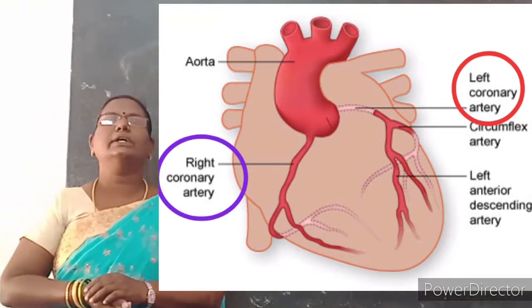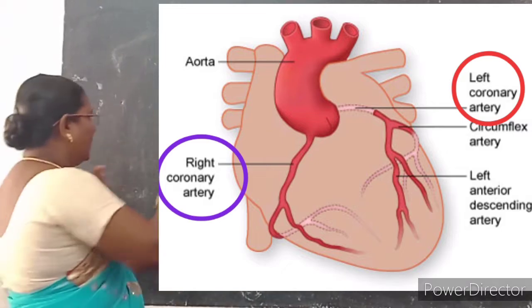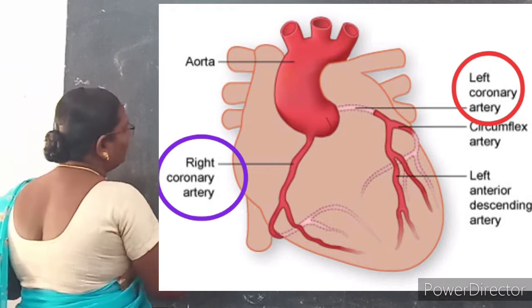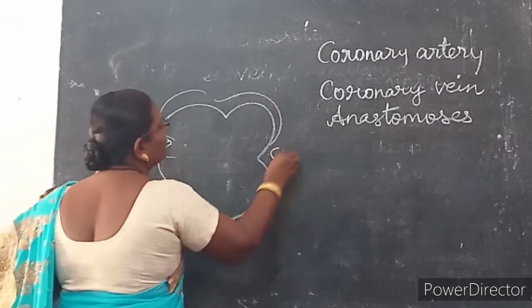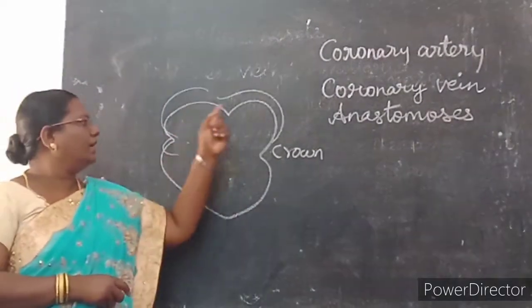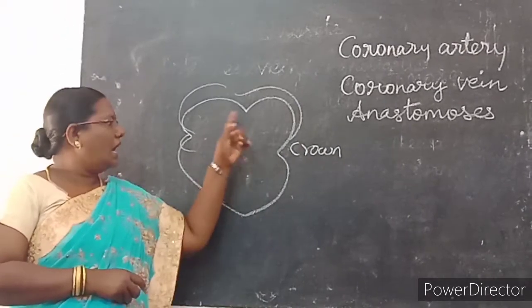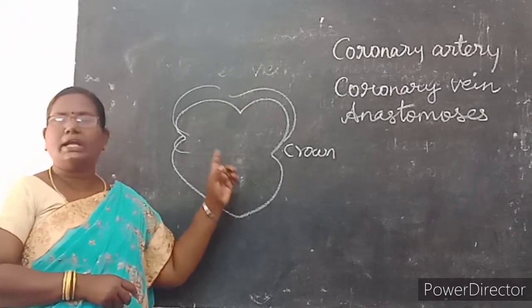Next we learn about the coronary artery. The arteries are usually seen around the heart. It forms like a crown, hence it is known as the coronary artery.